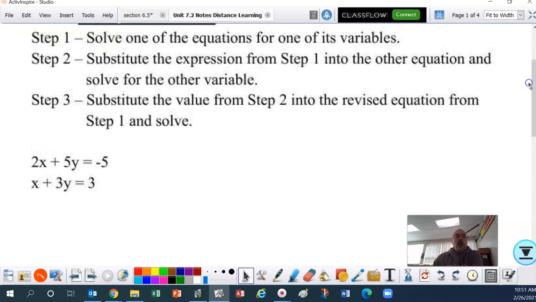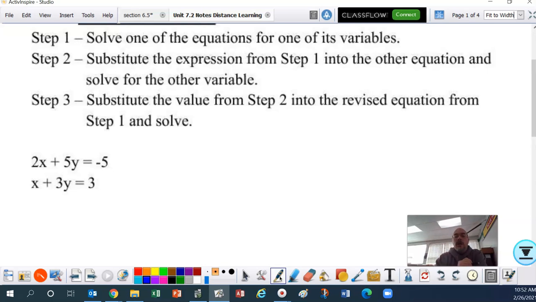So here's our first problem. 2x plus 5y equals negative 5, x plus 3y equals 3. Remember, our ultimate goal here, ladies and gentlemen, is to see where they cross each other, except we're not going to use the calculator here. We're going to use algebra.